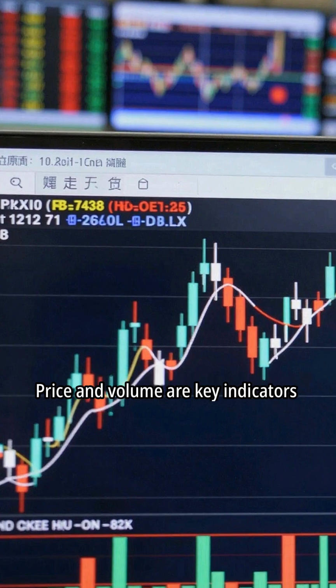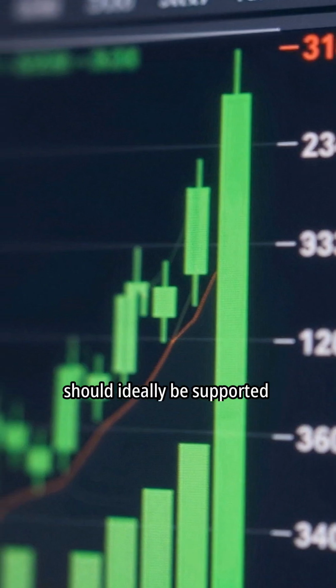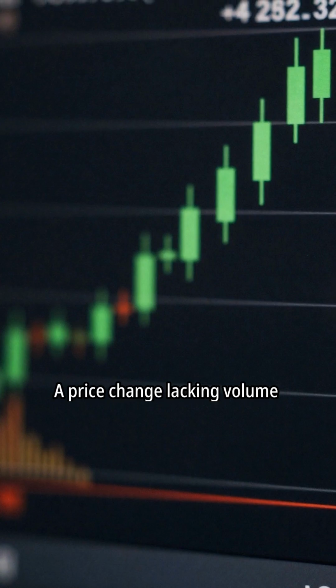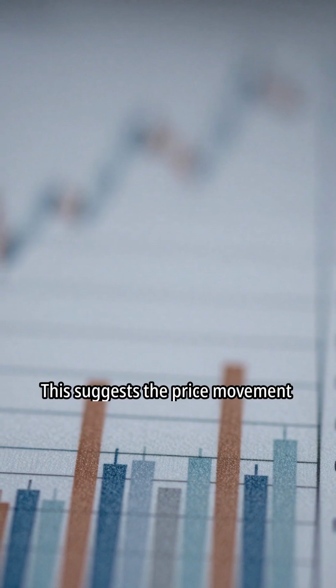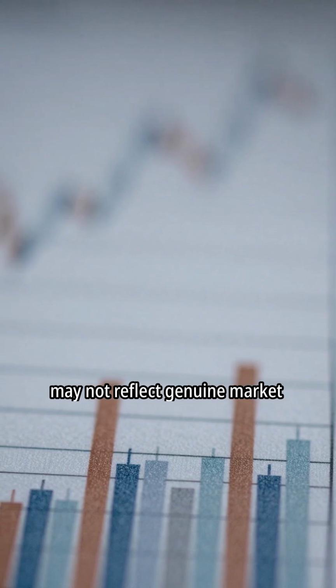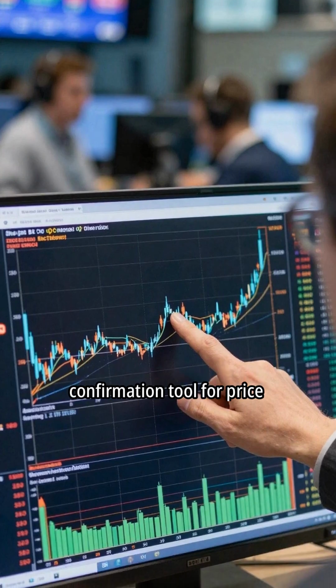Price and volume are key indicators in market analysis. Significant price movements should ideally be supported by corresponding volume. A price change lacking volume may signal a weak or unsustainable trend. This suggests the price movement may not reflect genuine market interest. Therefore, volume acts as a confirmation tool for price trend.